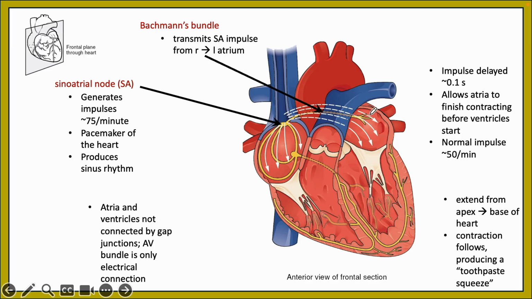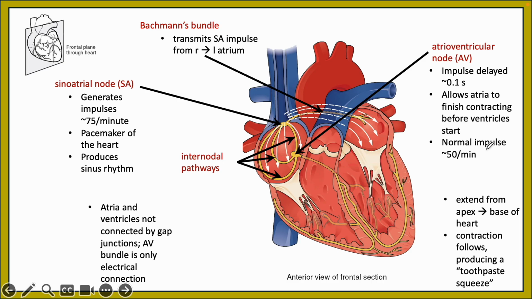So this is going from the right to the left atrium, and then the internodal pathways are going to be what transmit it throughout the rest of the right atrium. The internodal pathways are going to converge, going to the atrioventricular node, or AV node. Here you have a delay of the impulse. This delay is about 0.1 seconds. This is essential because it allows the atria to complete their contraction, because contraction is going to follow the impulse, before the ventricles start to contract.